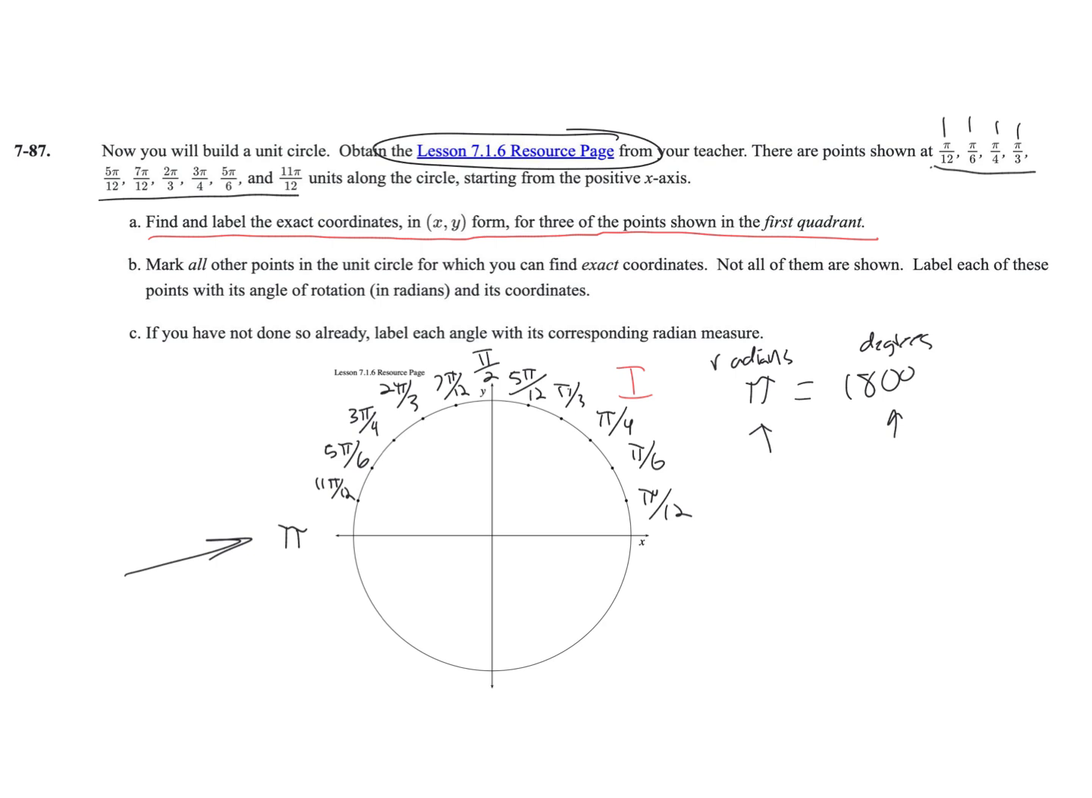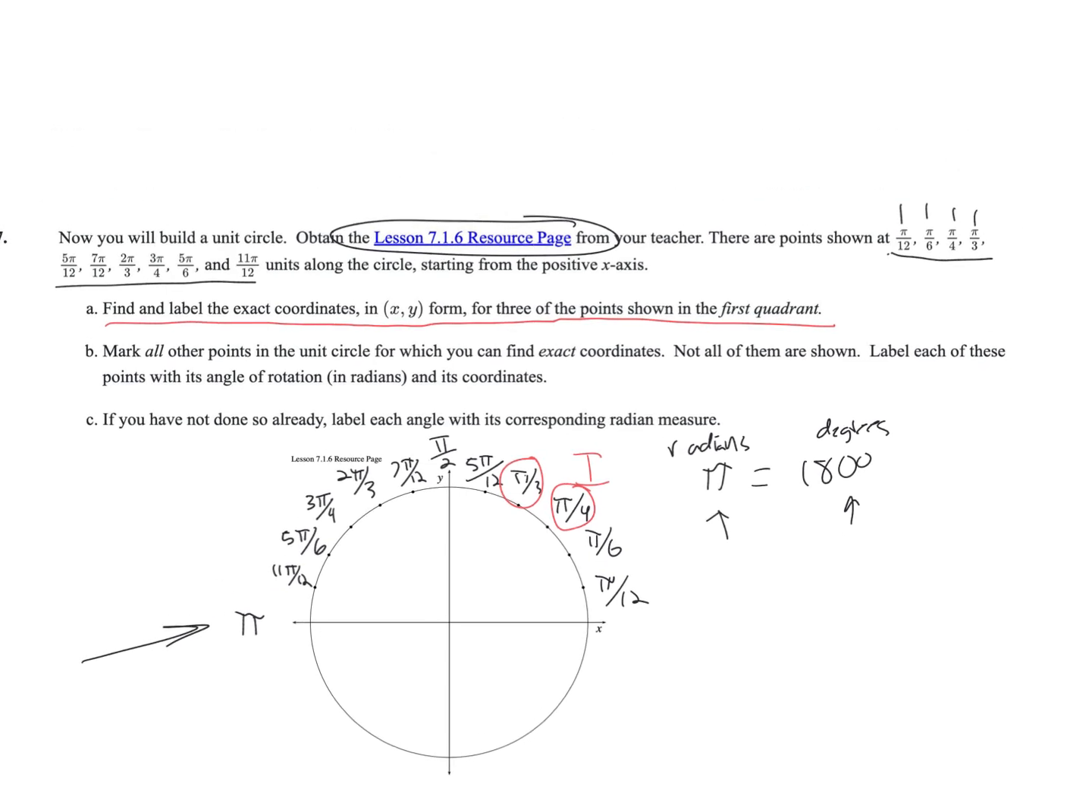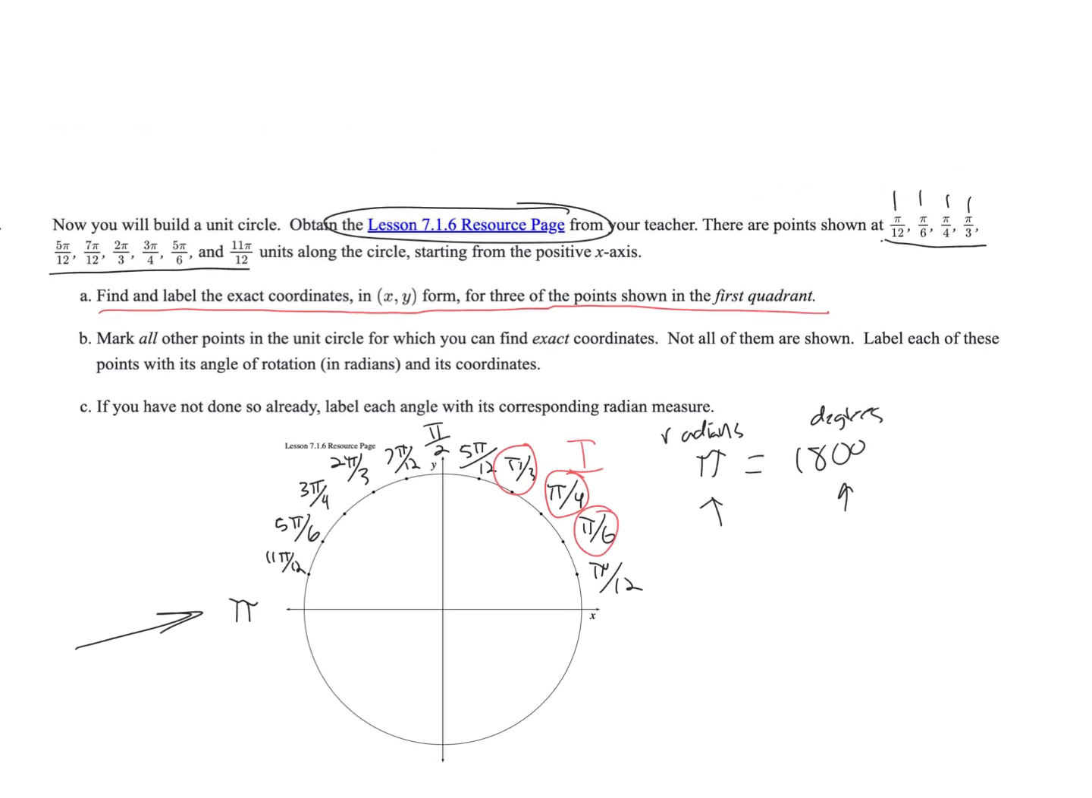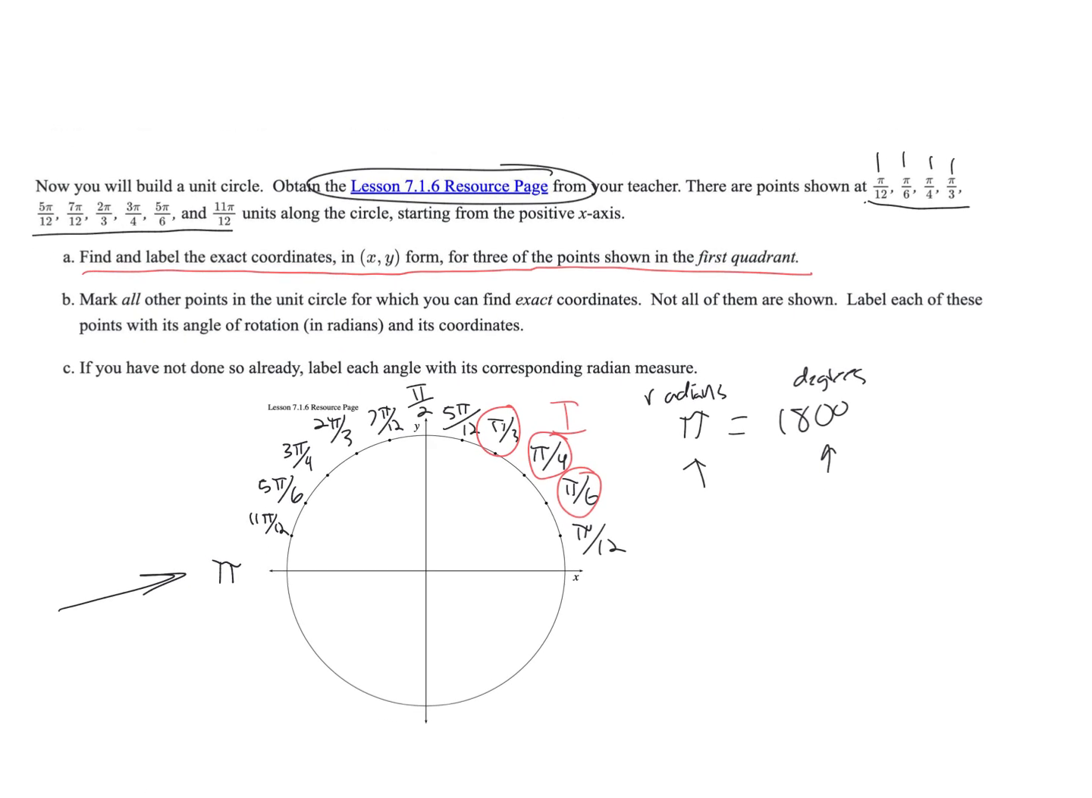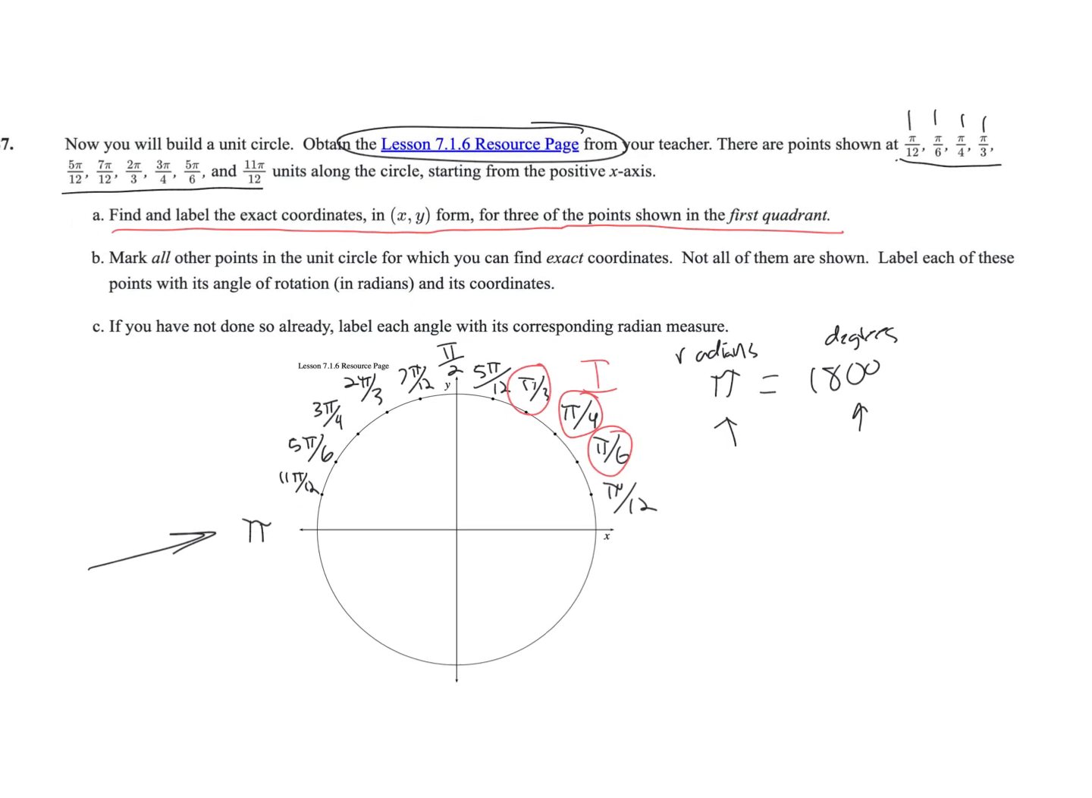So we're going to look at those. I'm going to choose 3, and I'm going to choose pi over 3, pi over 4, and pi over 6. The reason I'm choosing those is because they're the most common. Pi over 12, I would say, is a little bit less common, but pi over 3, pi over 4, and pi over 6, you can use a lot. So let's see what we can do to find those XY coordinates for pi over 6. We'll start with that. So I'm going to draw this angle here.